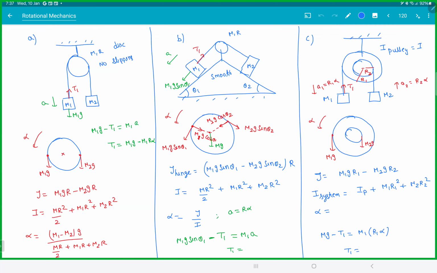Clear with this method? Quite useful. When there's a single pulley, saves you time. Let's see if it's not a single pulley, what to do then. Then you don't have an option. You have to try FBDs and solve it generally.